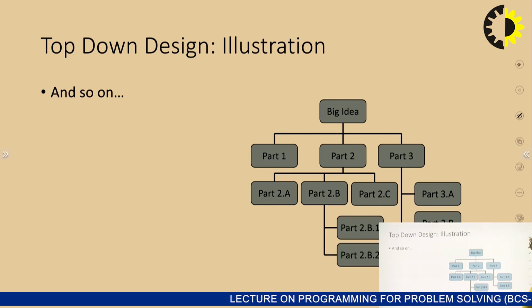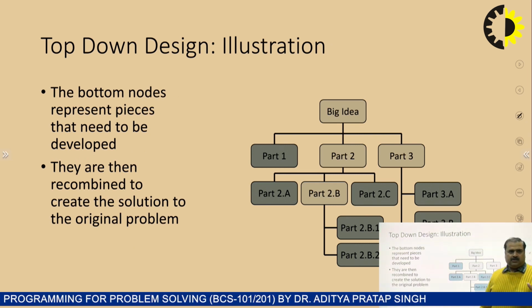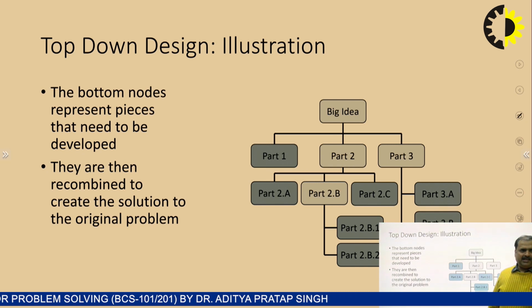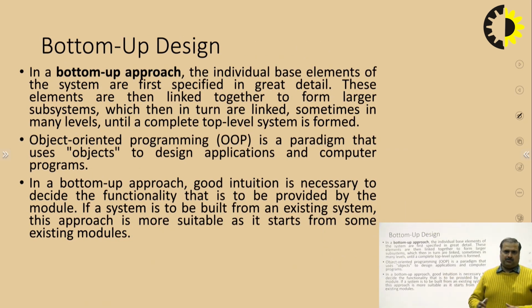So this will work on like 2.B.1, 2.B.2, and the bottom nodes, which represent the pieces that need to be developed or which cannot be further divided into smaller subparts. So like here part 1 is itself a leaf node, and part 2.A is a leaf node, 2.C is a leaf node, 2.B.1, 2.B.2, 3.A, 3.B. These all parts need to be developed individually, and later on these parts will be combined to make a major solution. So this is how the top-down approach works.